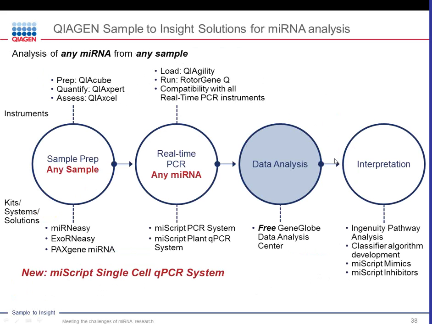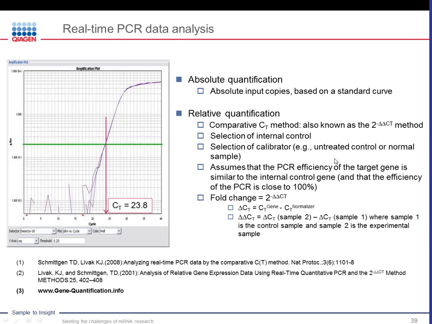So now let's shift gears here from discussing sample prep and real-time PCR to discussing how to analyze your data. In real-time PCR data analysis, while there are a variety of methods, 2 of the main ones are absolute quantification, which involves calculating an absolute input copy based on a standard curve, and relative quantification, which is also known as the comparative CT method, or 2 to the negative delta delta CT method. This involves selection of an internal control and also the selection of a calibrator, for example, an untreated control or a normal sample. And again, for your reference, I've included a few publications.